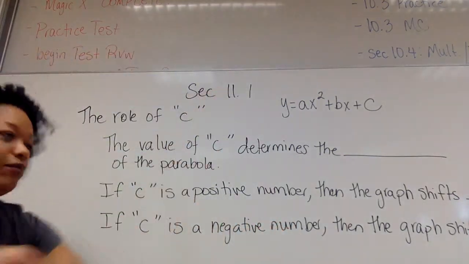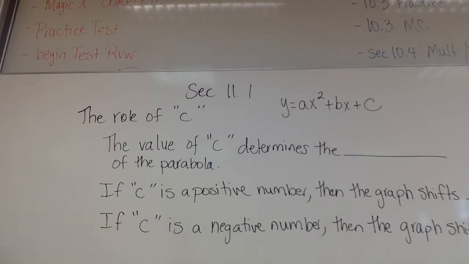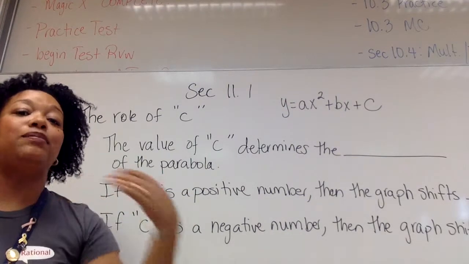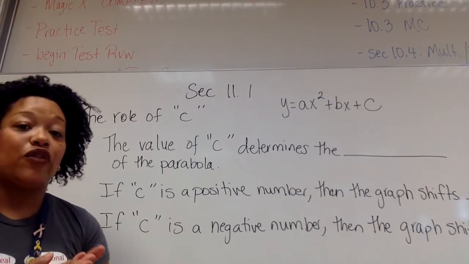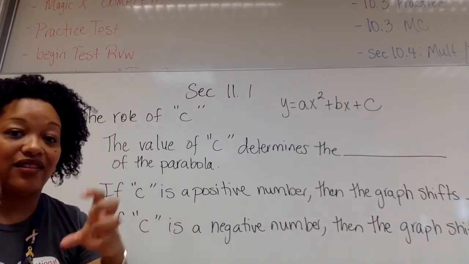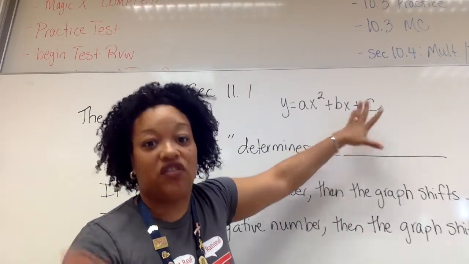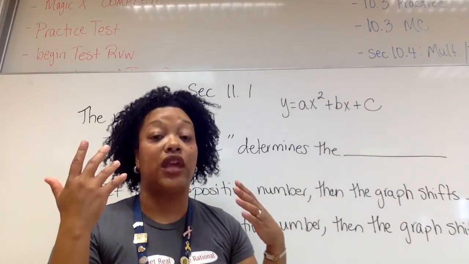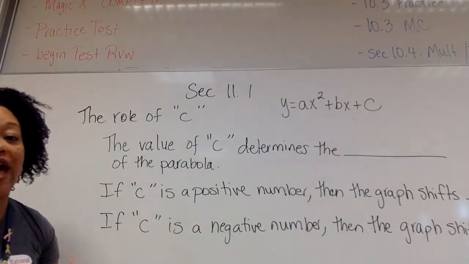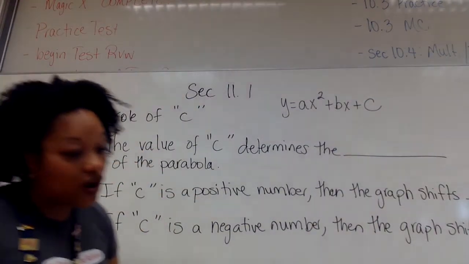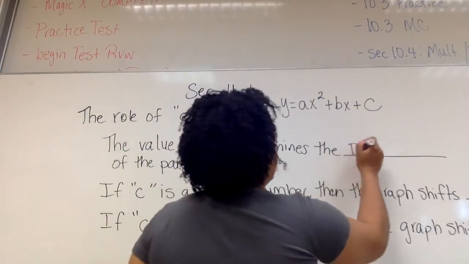All right. Okay, better. So in your notes, you have another box, and you know that whenever something's in a box, it is important. And I'm going to share with you what C does. C is the number that doesn't have an X variable, so it's just going to be a constant. That's your number C.